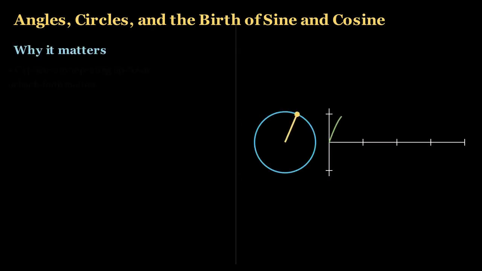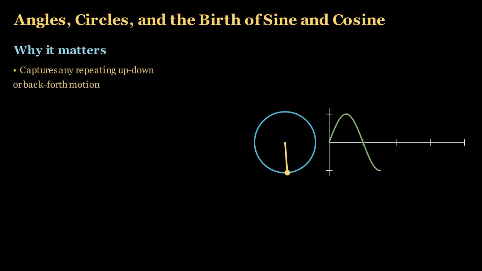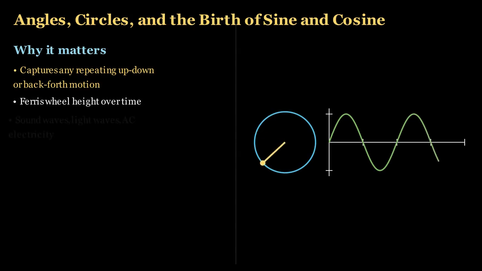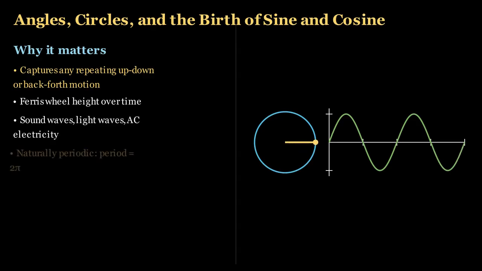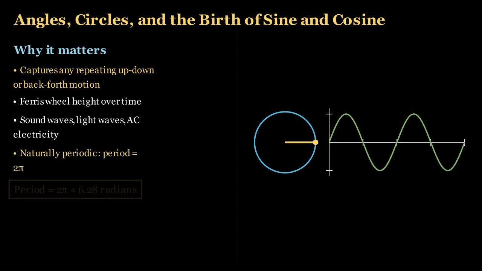Think of a Ferris wheel. As the wheel turns, your seat goes up, then down, then up again, repeating forever. If you plot your height above the ground against time, you get a wave. That wave is exactly the sine function. Sound waves, light waves, even the alternating current in your wall socket, they all follow this same smooth, repeating pattern.